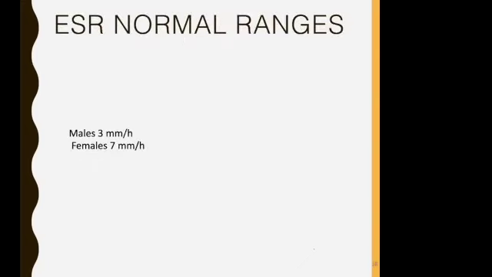Okay, so that's about it for the ESR. Now the normal ranges: males have an ESR of 3 millimeters per hour. Females have an ESR of 7 millimeters per hour. Okay.